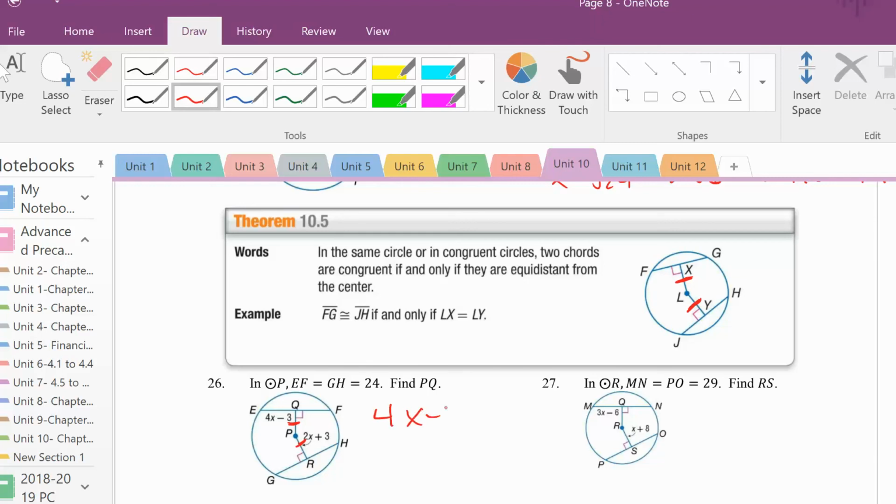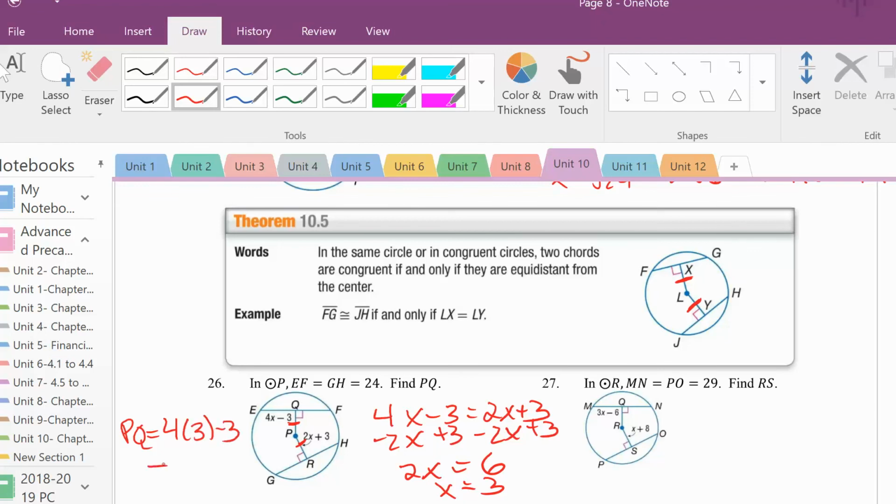So 4x minus 3 has to equal 2x plus 3. Add 3. So 2x equals 6, x equals 3, and then PQ is equal to 9.